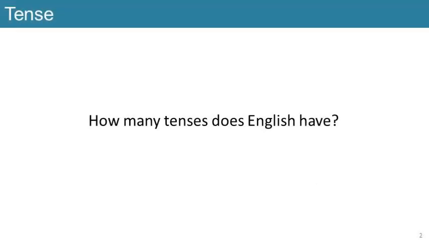So let's first talk about tense. Learners know that the tense of a verb is closely associated with the time in the real world when the event or state takes place. But how many tenses does English have? Think of your answer before going on to the next slides to see if you're right.